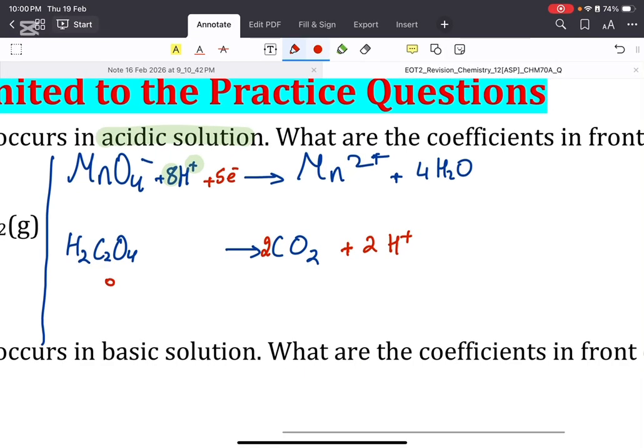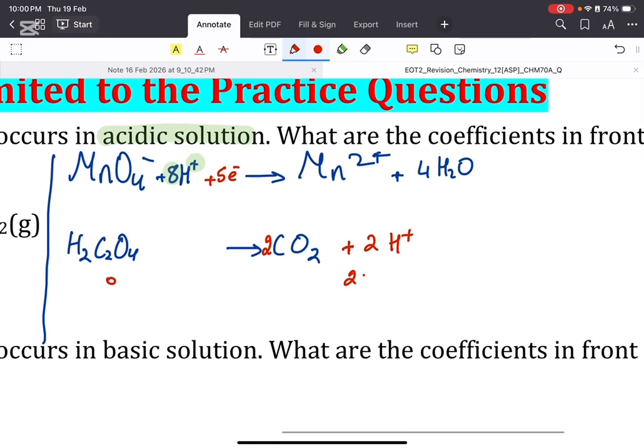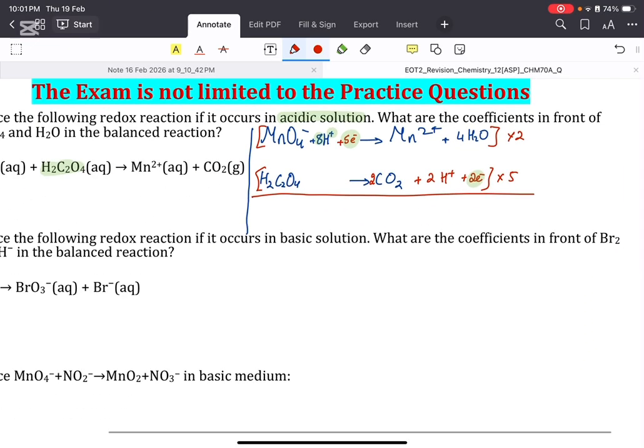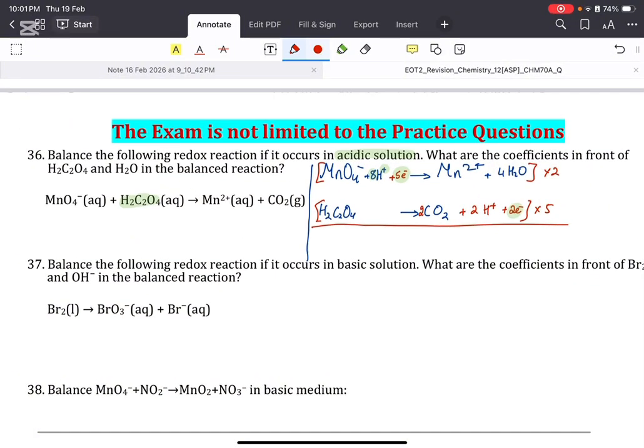Now I'm going to move on to charges. Here the charge is 0 and here the charge is 2 plus. So I'm going to add 2 electrons to make them equal. Now, when I want to add both, this is 5 and this is 2. So I'm going to multiply this by 2 and here by 5 to make the electrons transferred equal to 10. So 2 MnO4, I'm just going to write it over here.